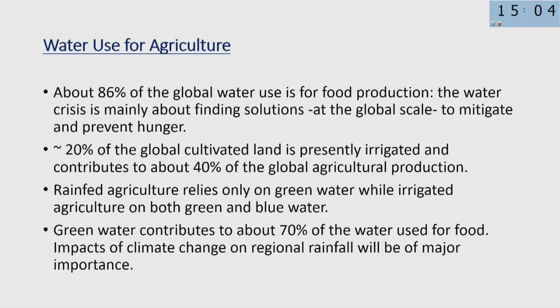Now, the water used for agriculture is the big thing in all this. About 86% of the global water is used for food production. The water crisis, many people maintain, is really a food crisis. Whatever you want to call it, it is about finding solutions at the global scale to mitigate and prevent hunger. Around 20% of the global cultivated land is presently irrigated, but it contributes about 40% of the global agricultural production. Nevertheless, most of the world uses green water, which is rain-fed agriculture, and irrigated agriculture, of course, uses both green and blue water. The green water contributes about 70% of the water used for food.